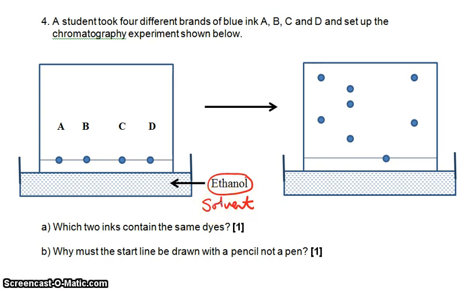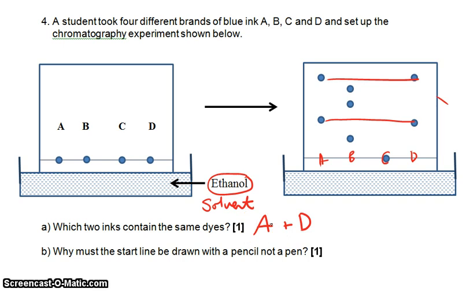Okay, which 2 inks contain the same dyes is our first question. So we need to look over here where we've got the results of the chromatography. And if we look at the results, what we can see is that if you remember where they started, that's A, that's B, there's C, and there's D. Well, C's done nothing at all. B is split into 3 different colours. A and D have both split into 2 different colours, and if we look at them, they actually match up. So that means they must contain the same 2 colours. Okay, so the answer for A is A and D.